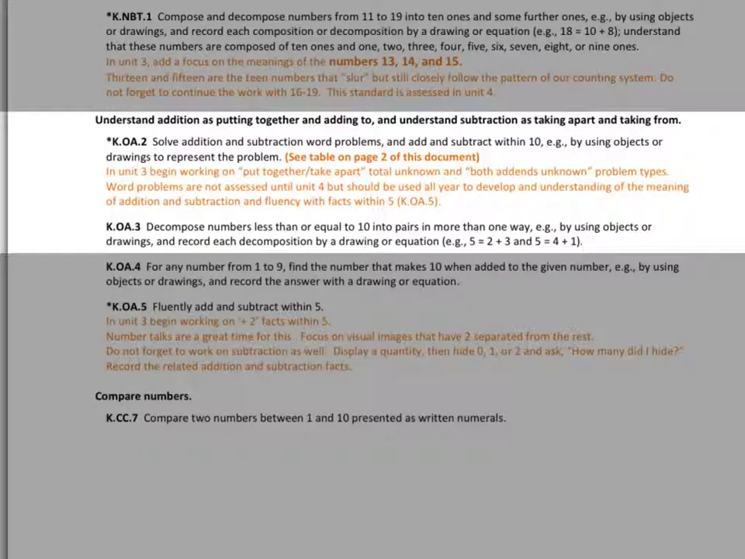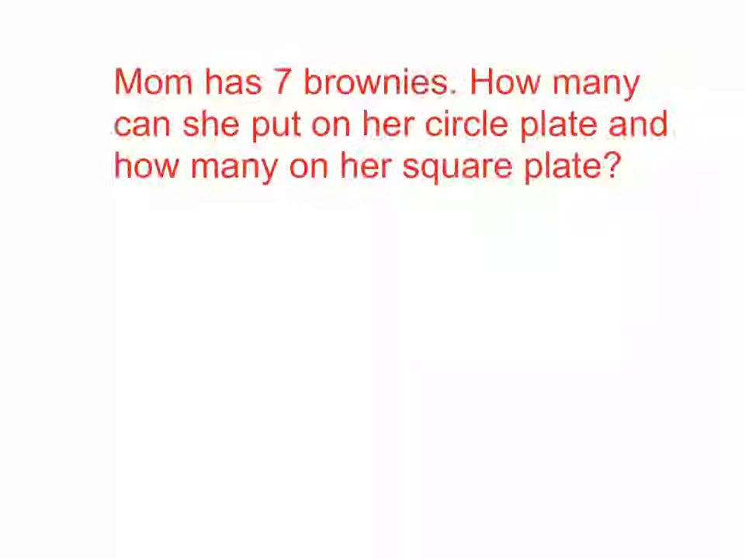The other problem type in this unit, both addends unknown, ties really closely to KOA 3, which is to decompose numbers less than or equal to 10 into pairs more than one way. Let's look at an example to see how these 2 standards connect. In this problem, Mom has 7 brownies, and the students are asked how many can she put on her circle plate and how many on her square plate. This gives the students the opportunity to be creative and to have more than one answer. They may put 2 on the circle plate and 5 on the square plate, or 3 on the circle plate and 4 on the square plate, etc. But this is really tying into that standard that's having them decompose numbers less than or equal to 10 into pairs more than one way.